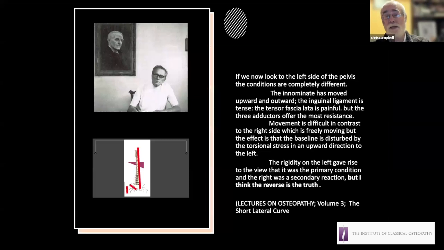Then if you look at these sides, the left-hand side, completely different. The innominate has moved upward and outward. The inguinal ligament is tense, the tensor fascia is painful, and the three adductors offer the most resistance. Movement is difficult in contrast to the right, which is freely moving, but the effect is that the baseline is disturbed by the torsional stress in an upward direction to the left. The rigidity on the left gives the view that it was the primary condition and the right was secondary.